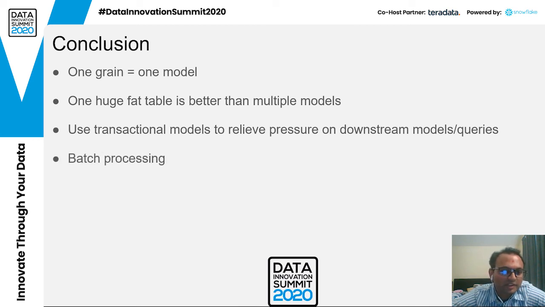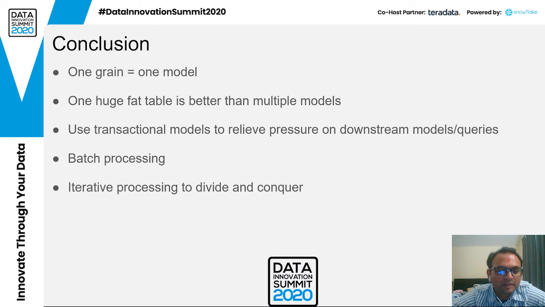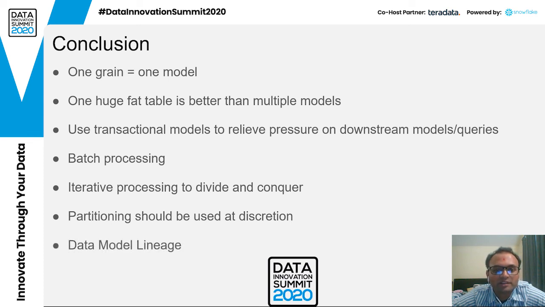Batch processing will be useful to serve insights faster than daily or weekly processing. Iterative processing should be used to divide and conquer bottlenecks. Partitioning should be used at discretion as well. And we should present data model lineage to increase usability for our data pipeline processes.